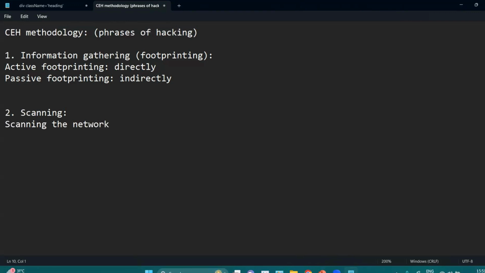What is the operating system I am using? Okay, is it a Windows server? Is it a Linux server, etc.? So scanning the network means you are scanning the networking information about the target or about the target network.